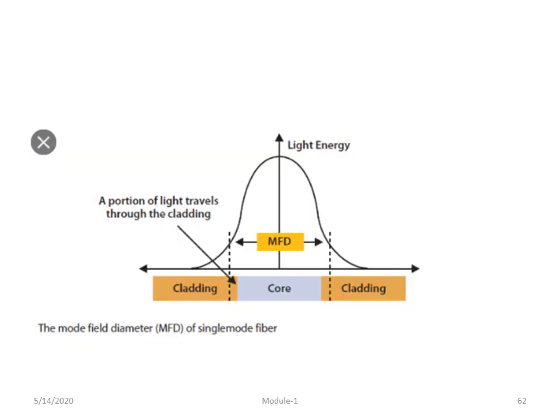What about the mode field diameter? The actual diameter and the mode field diameter are different. Always the mode field diameter is greater than the actual core diameter. What is the requirement of the optical fiber? All light rays should be confined within the optical fiber. But practically this is not the case. Whatever the core diameter, if the optical signal travels within the core of the fiber, it will not be completely confined within the fiber; it will propagate towards the cladding part, so the mode field diameter is always greater than the actual core diameter. So a portion of the light travels in the cladding. These things we need to consider while designing the single mode fiber.